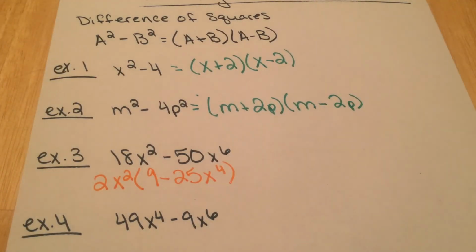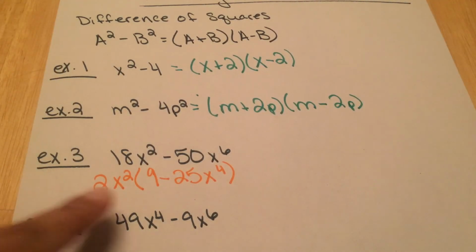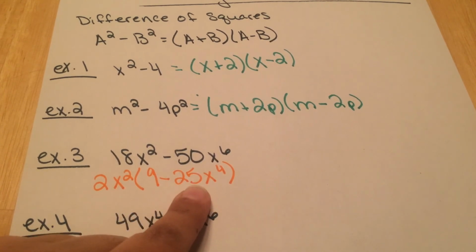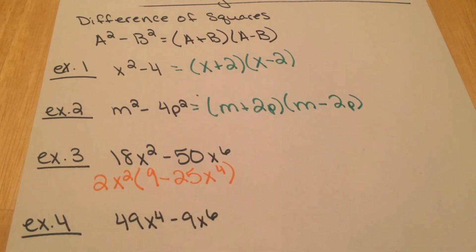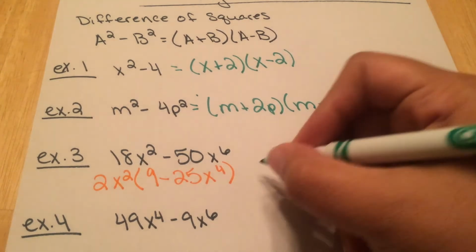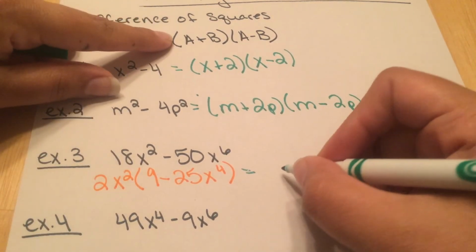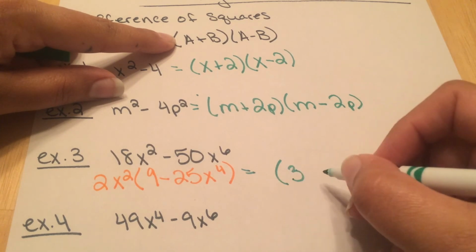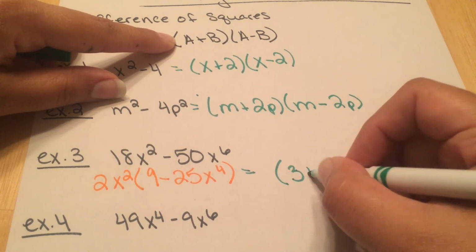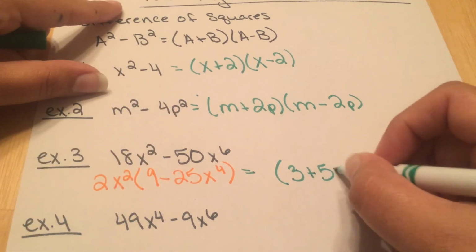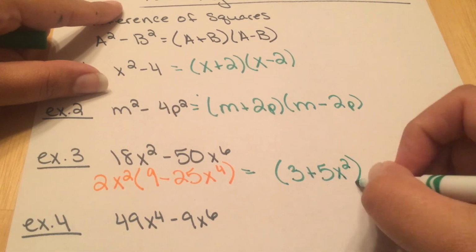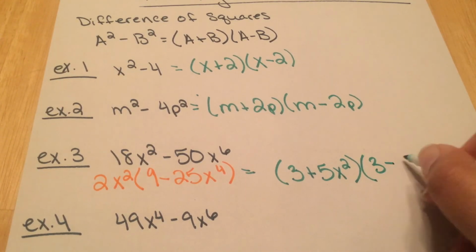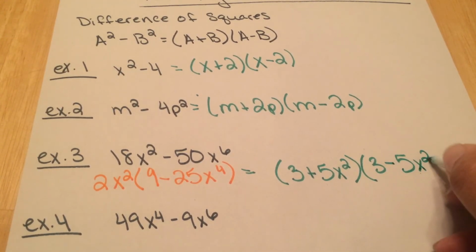Okay, so now we have to ask ourselves, is this a perfect square? Yes. Is this a perfect square? Yes. So now we can go ahead and factor like we've been factoring. So we're going to keep 9, which is 3 times 3, plus 25x to the 4th, which is 5x squared, times 3 minus 5x squared.